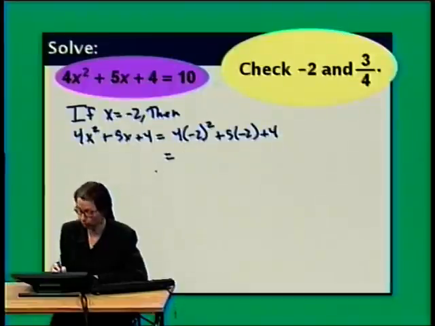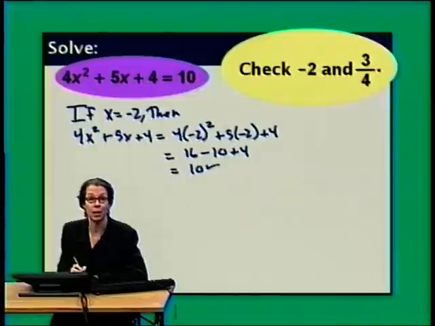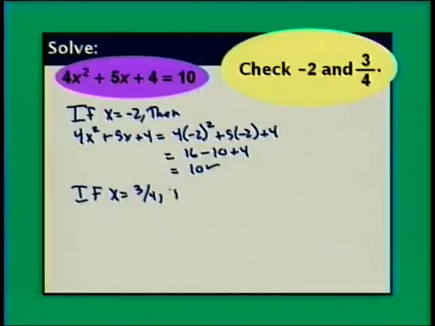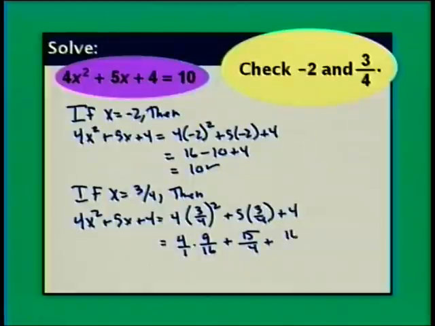So I have 4 times 4, that's 16, minus 10 plus 4, that's 6 plus 4, which is indeed 10. Let me check my other solution. If x equals 3/4, then 4x squared plus 5x plus 4 equals 4 times 3/4 squared plus 5 times 3/4 plus 4. So this is 4 over 1 times 9 over 16 plus 15 over 4 plus 4, which I'm going to write as 16 over 4 because I know I'm going to need a common denominator.